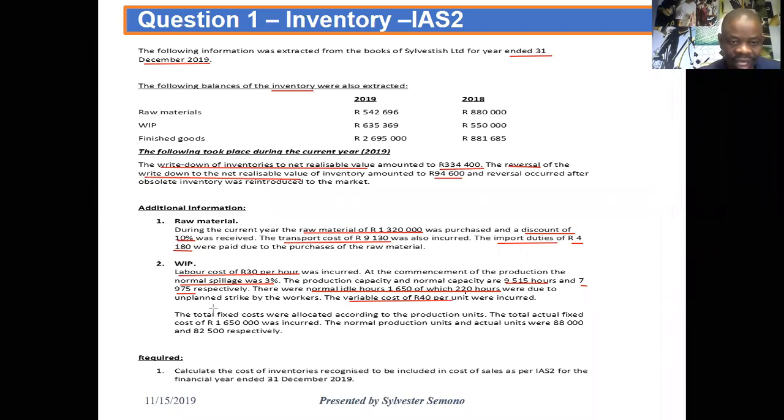The total fixed costs were allocated according to what? The fixed costs were allocated according to the production units. And then the total actual fixed costs were how much? 1,650. Remember, we said the fixed costs use the normal output or the normal production units. So the normal production units were how much? Were 88,000, and the actual units were how much? 82,500. So now we have all the information.